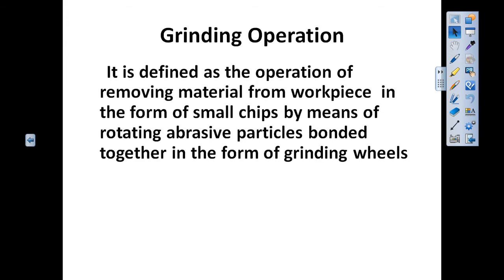So first, what is the definition of grinding operation? It is basically defined as the operation of removing material from the workpiece in the form of small chips by means of rotating abrasive particles bonded together in the form of a grinding wheel.